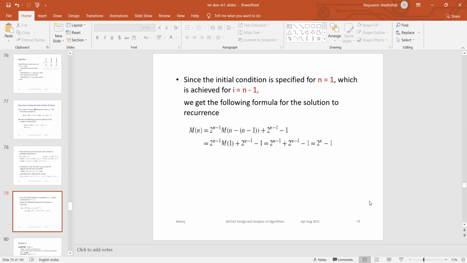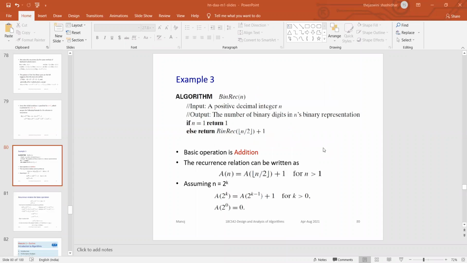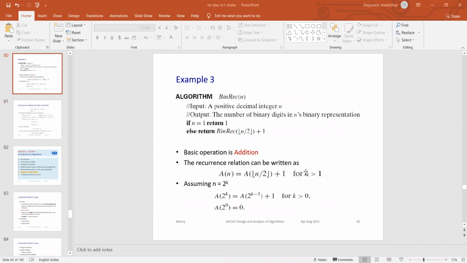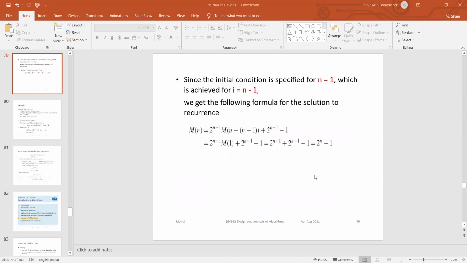So what is the order? Order is equal to 2 to the power n minus 1. So this is the order you are getting. Okay. The order for factorial is n. The order for Tower of Hanoi is 2 to the power n minus 1. Remember this one. The remaining examples we shall see in the upcoming classes.